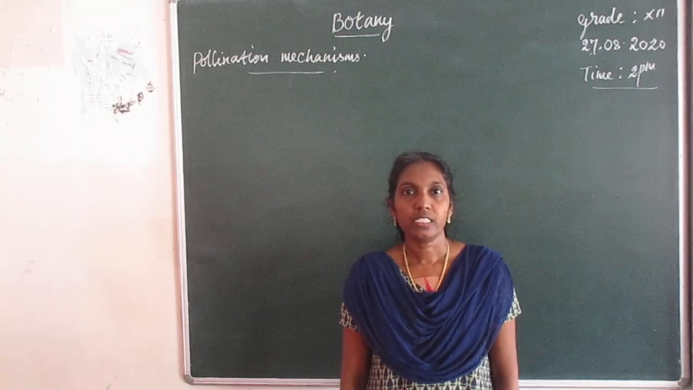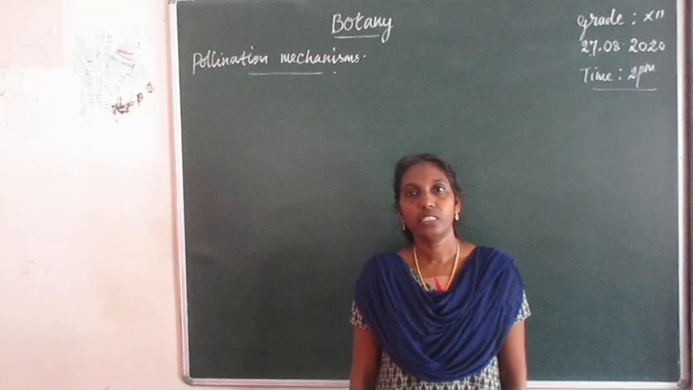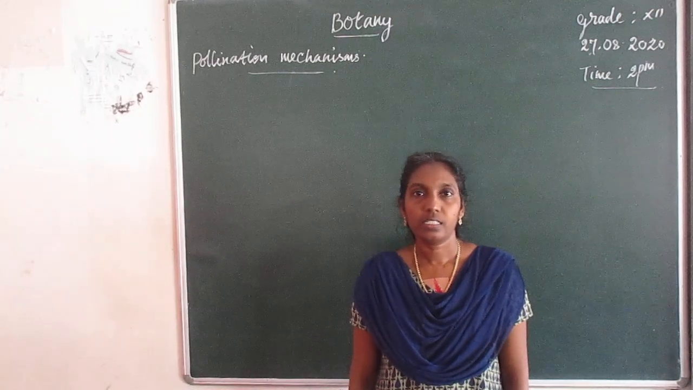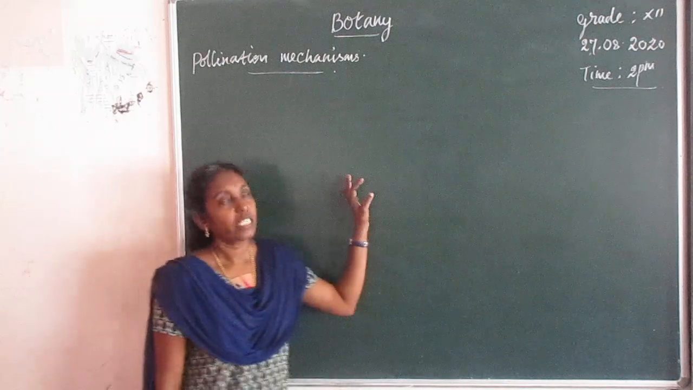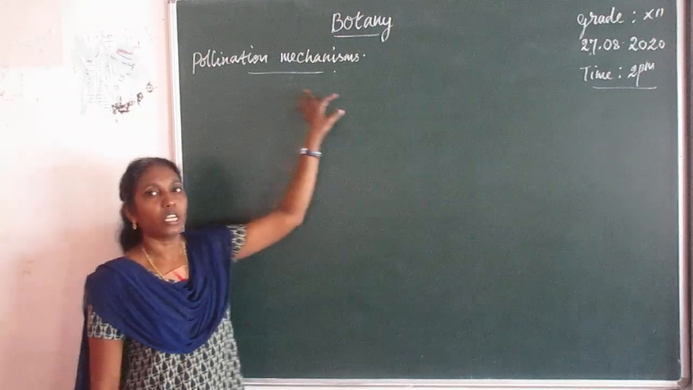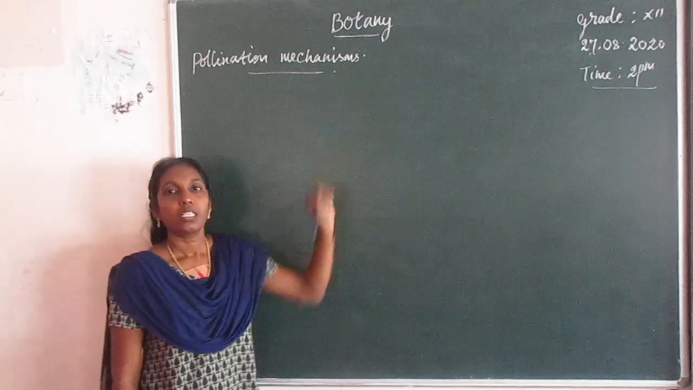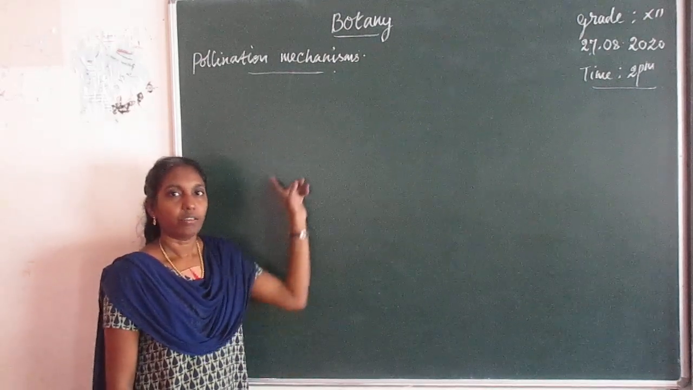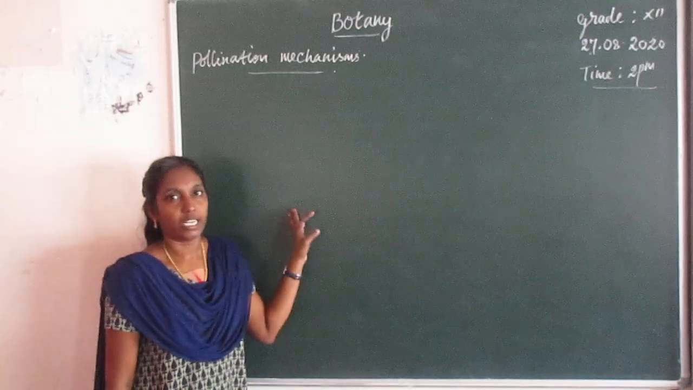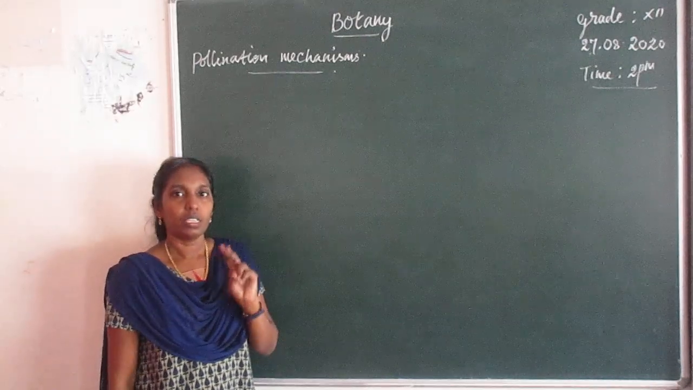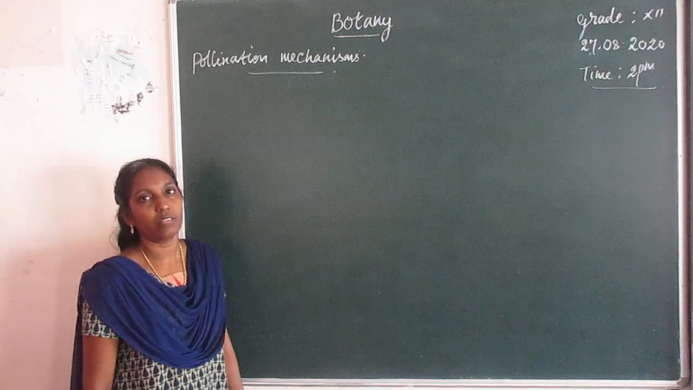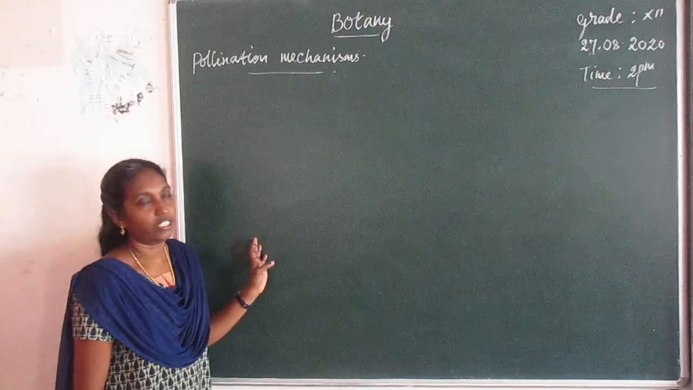In the previous class, we discussed agents of pollination. But today's class, let's discuss the mechanisms of pollination. There are a number of interesting mechanisms observed when the flowers are pollinated. Today, you are going to learn only two types of interesting mechanism which are observed in plant pollination.